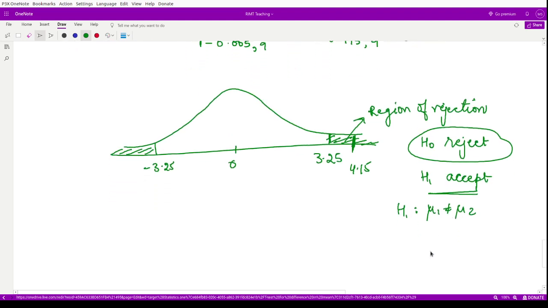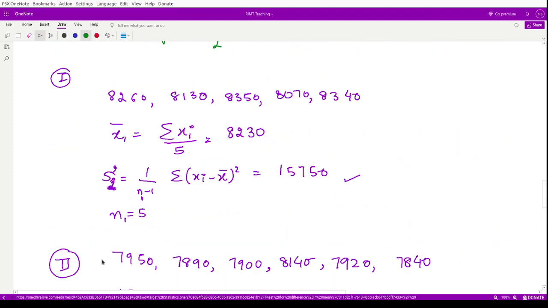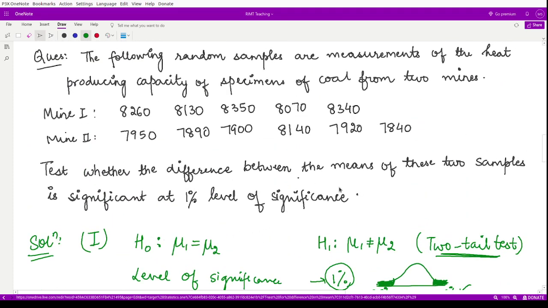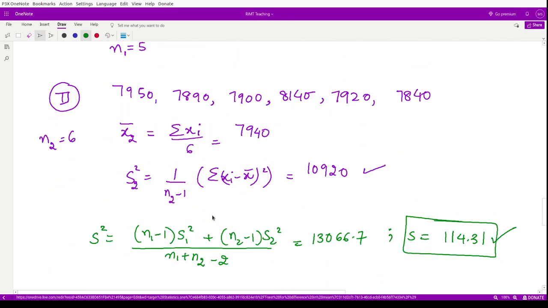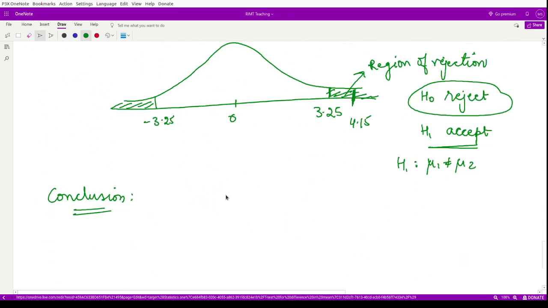Therefore, we will conclude that. On conclusion, if you look at the statement, what did they ask? They asked you to compare the difference between the means of two samples at 1% level of significance. So therefore, we will say the average of these two samples is not the same for the two samples, right?